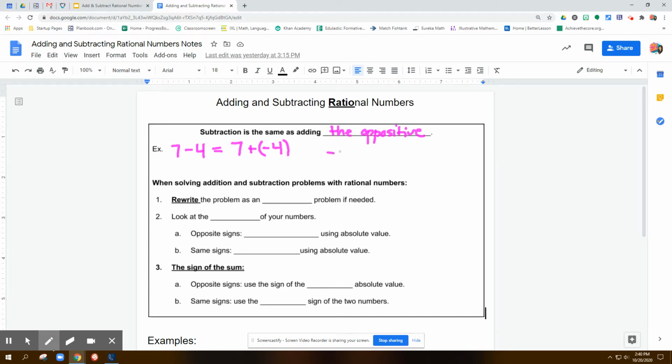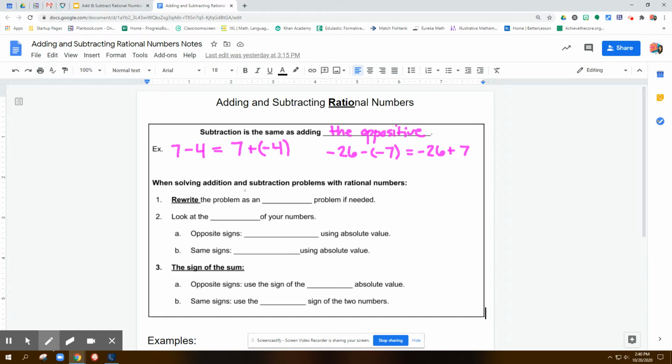Another example would be negative 26 minus negative 7. Instead of having a subtraction problem with two negatives, we could rewrite this as an addition problem: negative 26 plus the opposite of negative 7, which would just be 7.